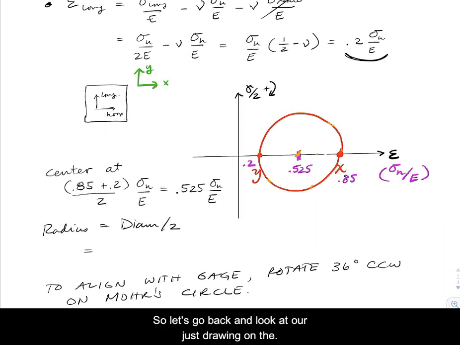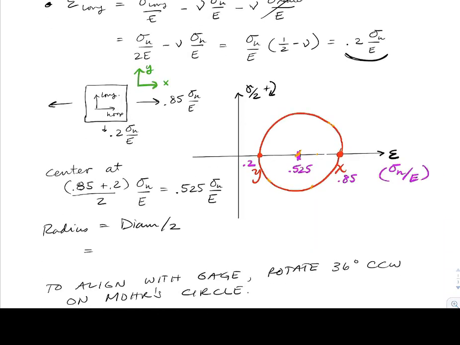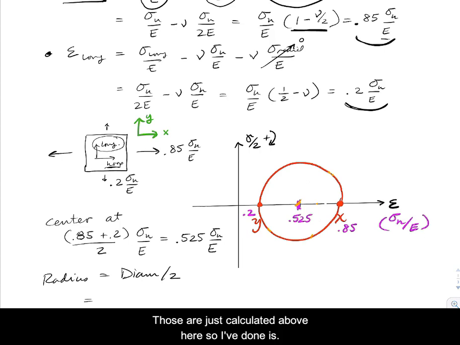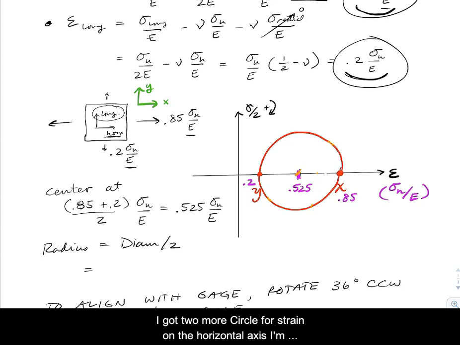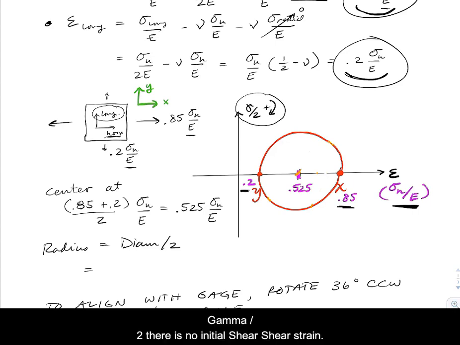So let's go back and look at just drawing on the strain. There's our initial state of strain, the hoop direction and the longitudinal direction, as calculated above. I'm going to keep sigma hoop divided by E and go to Mohr's circle for strain. On the horizontal axis, I'm going to use units of sigma H over E, so that gives me 0.85 and 0.2 plotted. Gamma over 2: there is no initial shear strain, because of the pressure vessel.